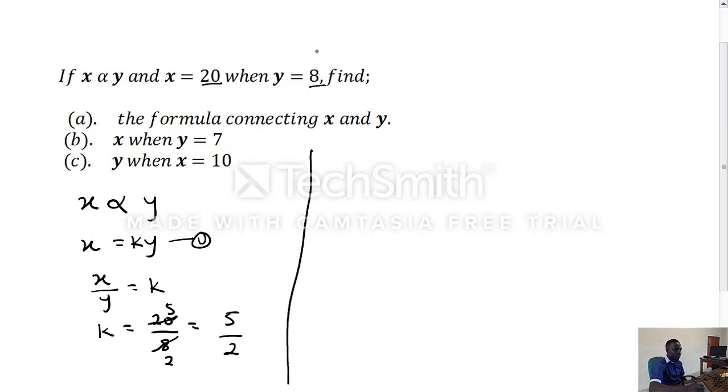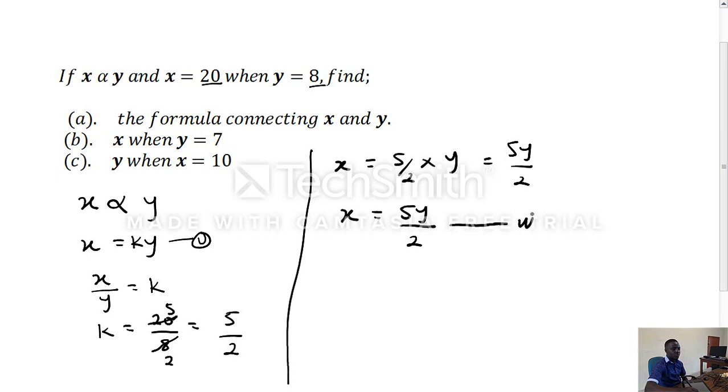as our value of k. Substituting k for 5 over 2 into equation 1, you have x to be equal to 5 over 2 times y, which is equal to 5y over 2. That means that your value of x will be equal to 5 times your value of y divided by 2. So this is the relationship connecting x and y.